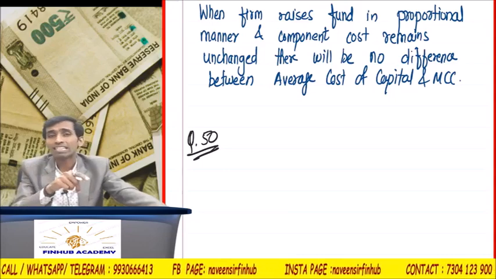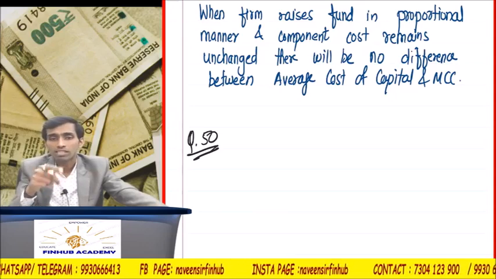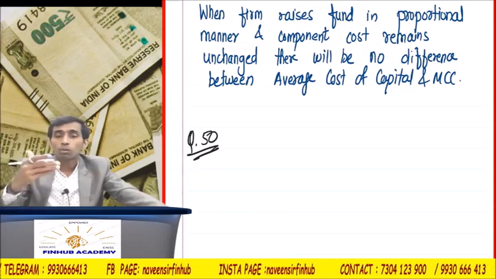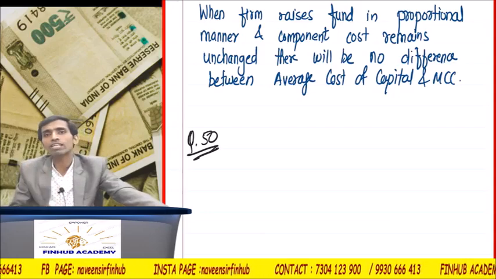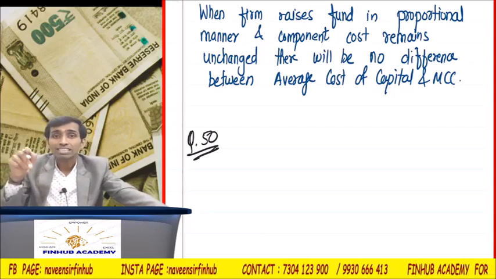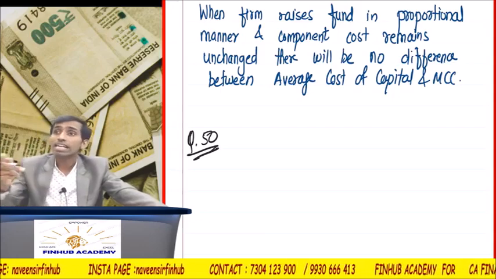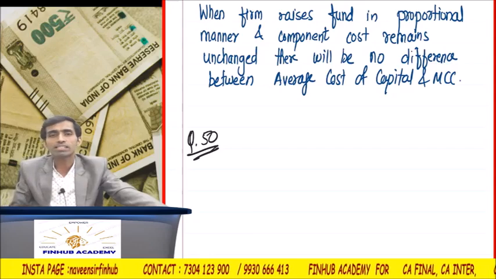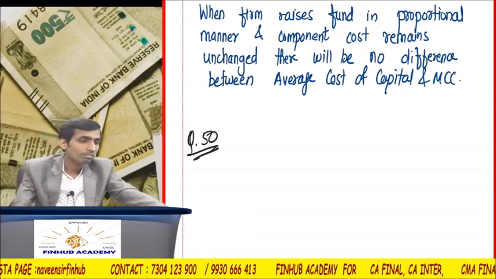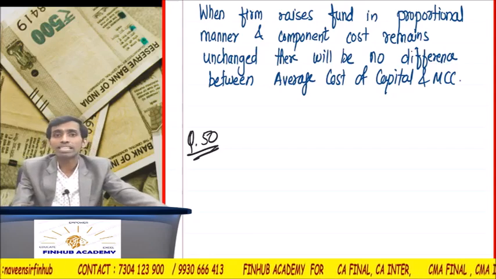I'm diverting. This has nothing to do with the question. I'm just building my base. Please understand. Obviously, when the debt increases, the risk of the equity shareholders increases, and therefore their expected return will increase. Equity shareholders' expected return is cost for the company. Therefore, KE increases, so that the revised KE will be 26%.